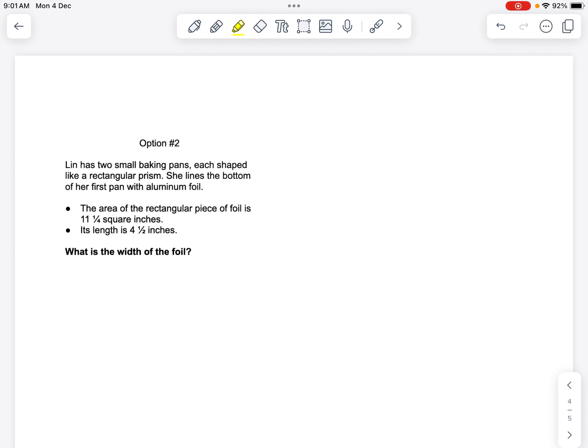All right, option number 2, the baking problem. So on this one, a rectangular prism is just like a box. Okay, hopefully that didn't confuse anyone there.